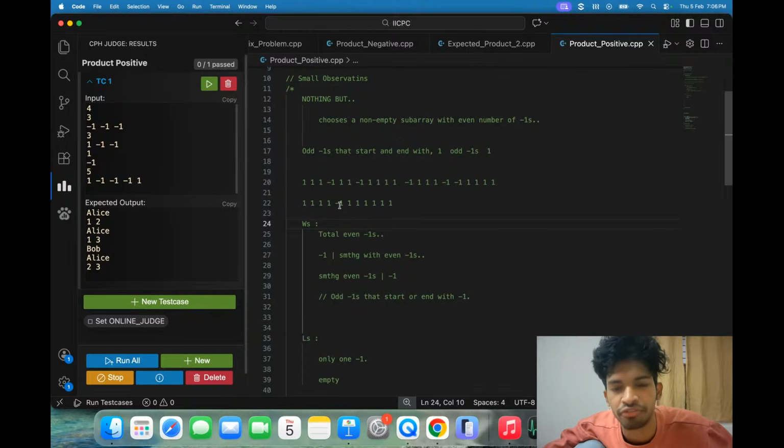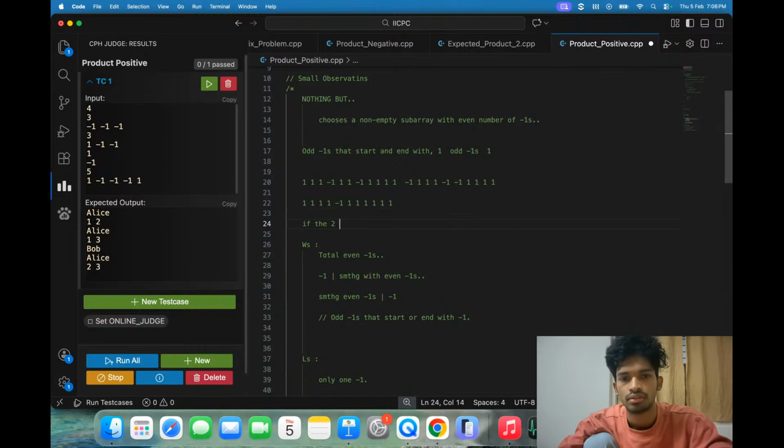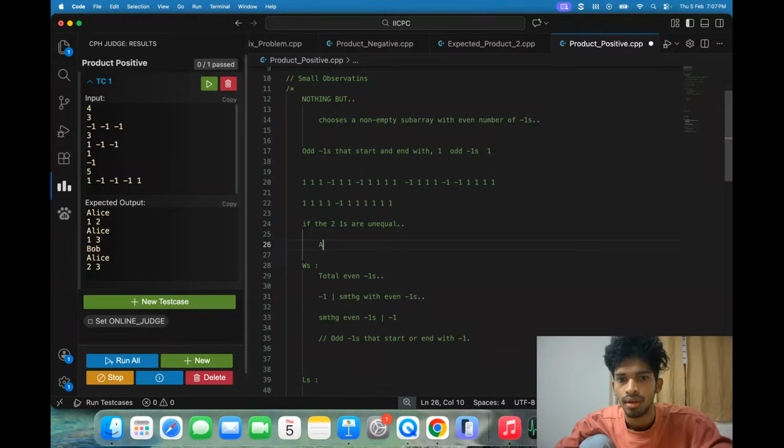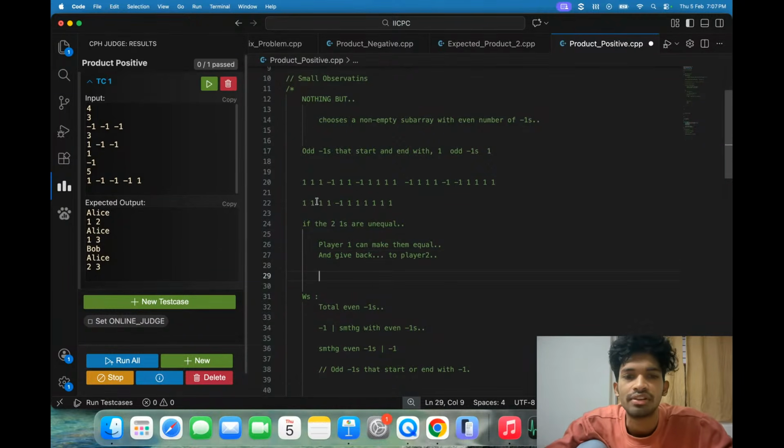So if these two lengths are unequal, player one can make them equal and give back to player two. Now player 2 will suffer because he cannot make them empty.